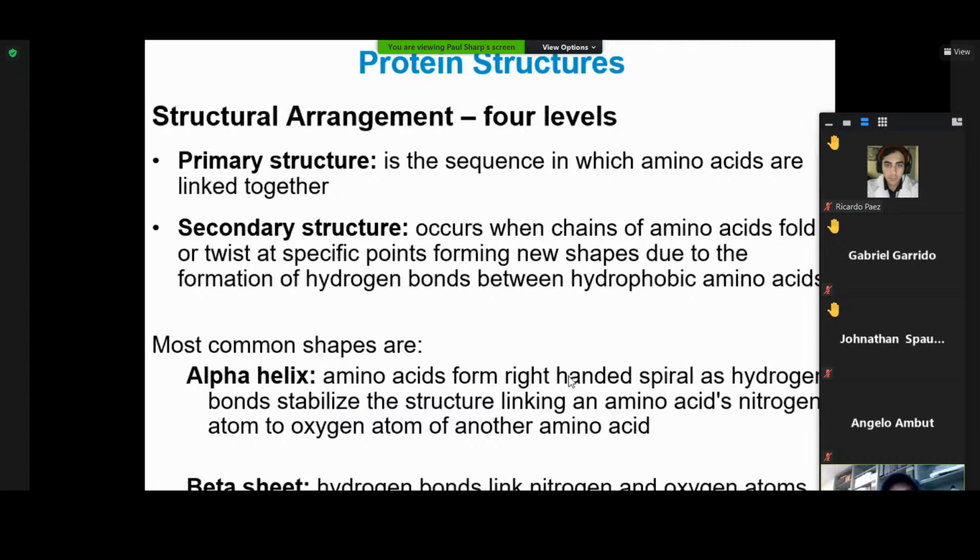Alpha helix: amino acids form a right-handed spiral as hydrogen bonds stabilize the structure by linking an amino acid's nitrogen atom to an oxygen atom. On the other hand, beta sheets are also hydrogen bonds linking nitrogen and oxygen atoms, forming these sheets. Sometimes the sheets run in the same direction, which makes them parallel, and when they run in alternate directions, they're called anti-parallel.